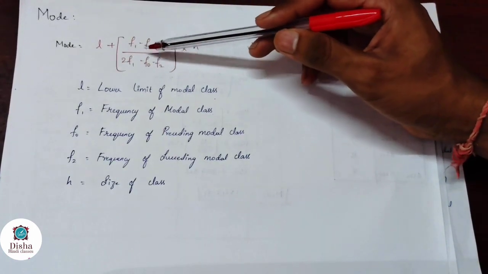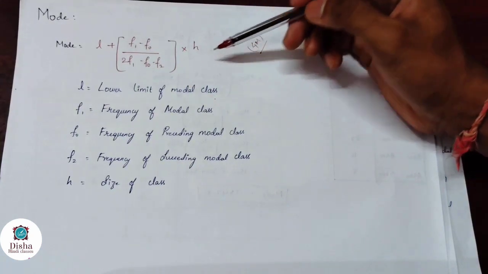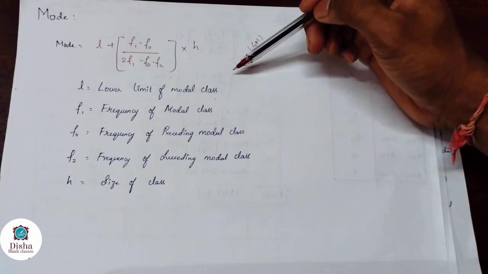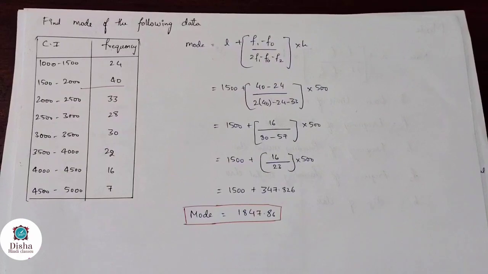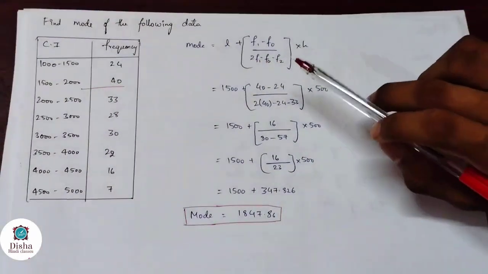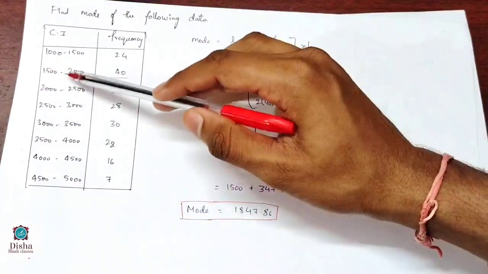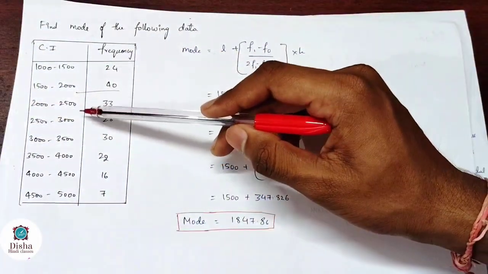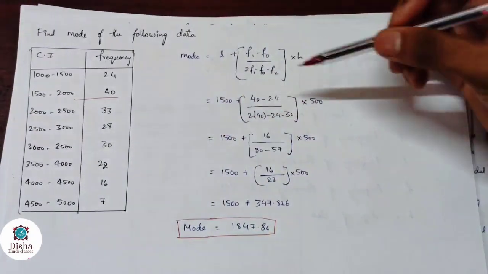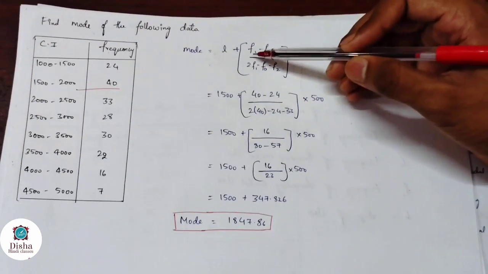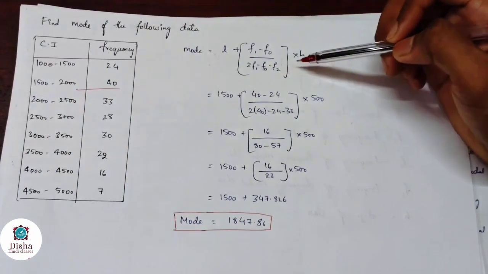So mode equals L plus f1 minus f0 divided by 2f1 minus f0 minus f2, into h. Next we'll be seeing problems based on this. Here we have been asked to find the mode for the following data. The class intervals are given as 1000 to 1500, 1500 to 2000, 2000 to 2500, and so on up to 5000, and the frequencies are given. Now, what is mode? Mode is L plus f1 minus f0 divided by 2f1 minus f0 minus f2, into h.